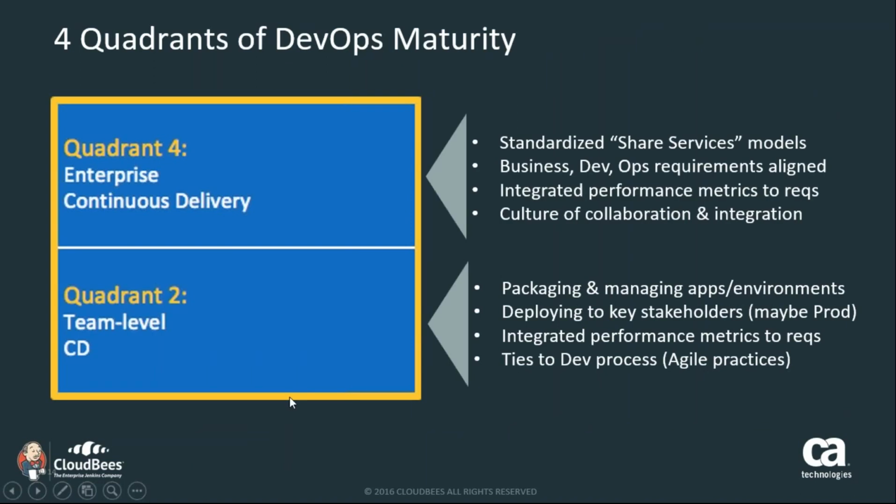You could read the points here, but this is where you're taking that APM data. If you look at the Quadrant 2 level stuff, you're using things like Docker, or beginning to, packaging and managing apps and environments as part of the Jenkins output, and you're getting information from that deployment back into the development process. And like I said about Quadrant 4, here you are standardized, you're offering shared services, and you've really achieved what you would define as a company, as a culture of collaboration and integration.